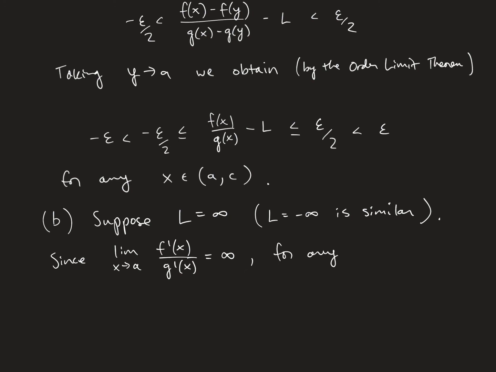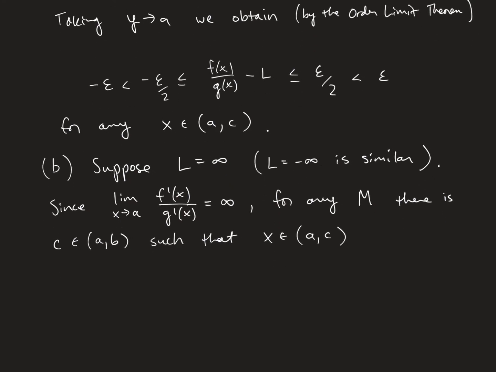for any epsilon greater than 0, or actually it's not epsilon greater than 0, it's now for any given m. So for any m, there is a c in AB such that when x is in AC, that implies that f prime of x over g prime of x is bigger than m.